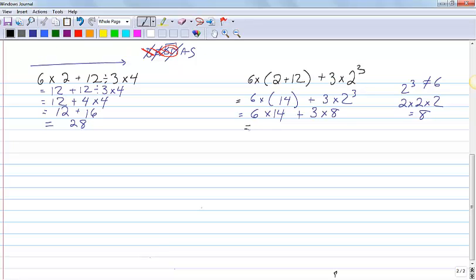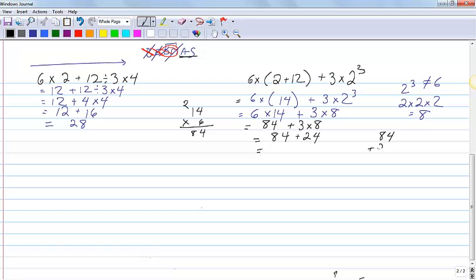So exponents are gone. Let's look at division and multiplication in the order that they appear. I get a multiplication question first, 6 times 14. I'm just going to do a little rough work on the side. 6 times 4 is 24. Put down the 4, carry the 2. 6 times 1 is 6, plus 2 is 8. My answer is 84. Plus 3 times 8. Again, I've got another multiplication question. This time I know that 8 times 3 is 24. Put that down. And now, final step, any adding or subtracting.